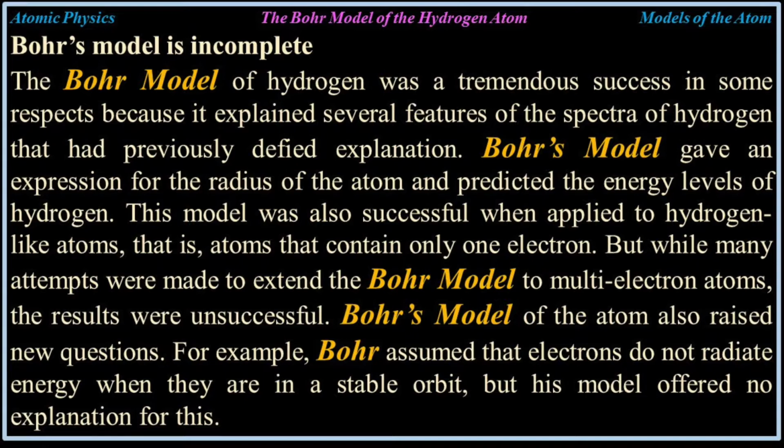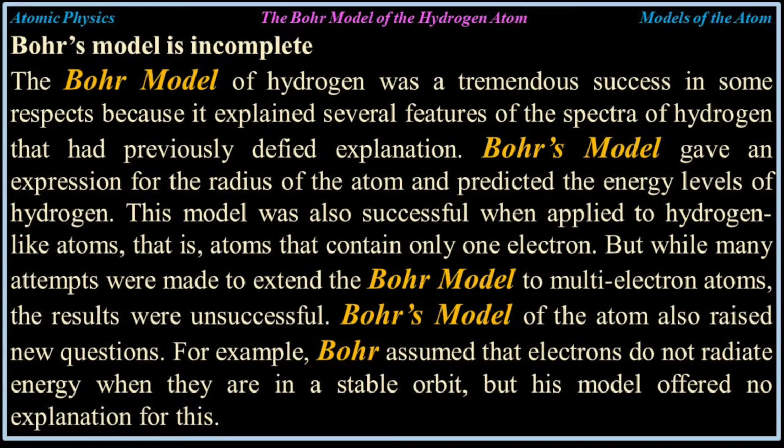Bohr's model is incomplete. The Bohr model of hydrogen was a tremendous success in some aspects because it explained several features of the spectrum of hydrogen that had previously defied explanation. Bohr's model gave an expression for the radius of the atom and predicted the energy levels of hydrogen. This model was also successful when applied to hydrogen-like atoms, that is, atoms that contain only one electron. But while many attempts were made to extend the Bohr model to multi-electron atoms, the results were unsuccessful.